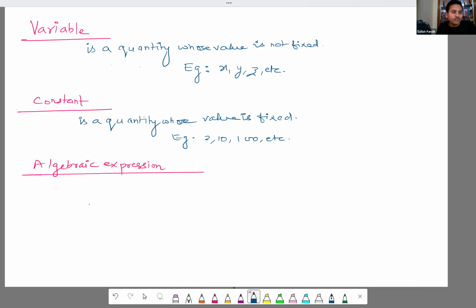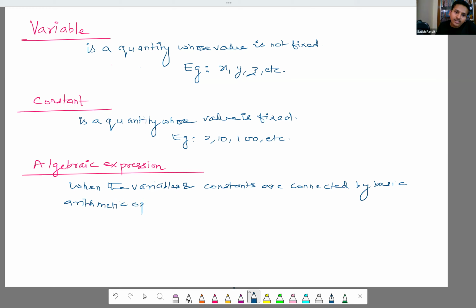So what is that? We'll write: when the variables and constants are connected by basic arithmetic operations, like plus, minus, multiply, divide, we get algebraic expressions.